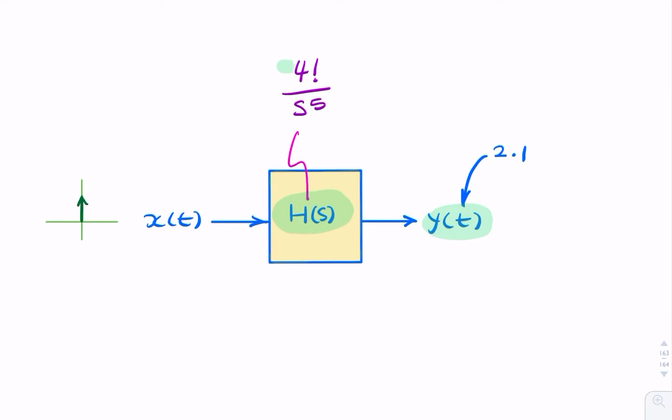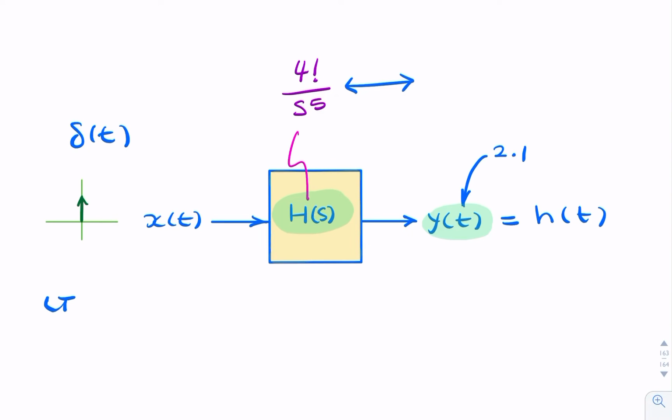Now, the transfer function given is the Laplace transform of the impulse response. And the impulse response is the output when the input, x of t, happens to be an impulse. And the question gives us x of t as an impulse. So that's very convenient because it means that what we're actually trying to find, the y of t, is actually h of t, our impulse response. So what we want to do is to find the inverse Laplace transform of h of s.